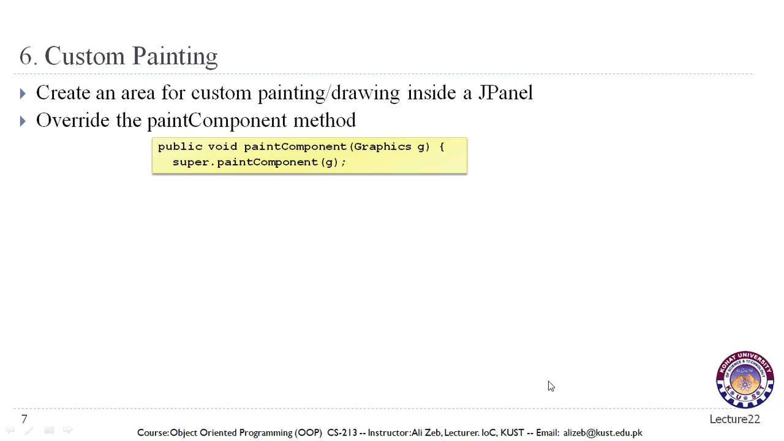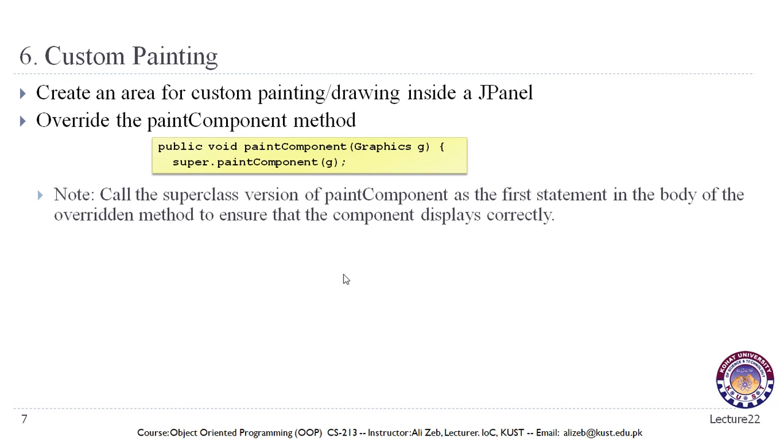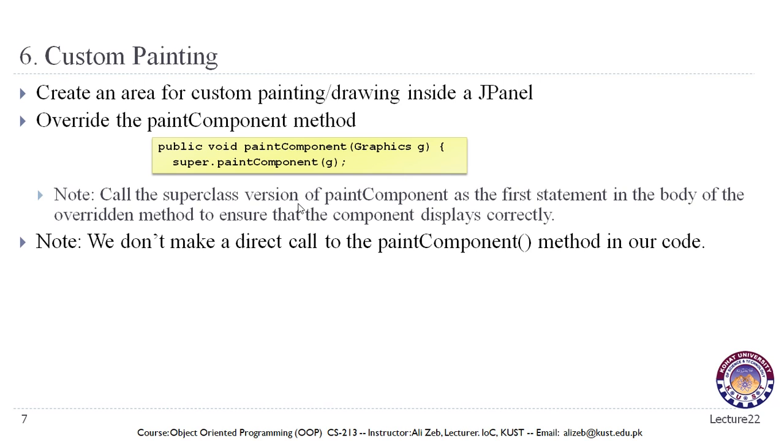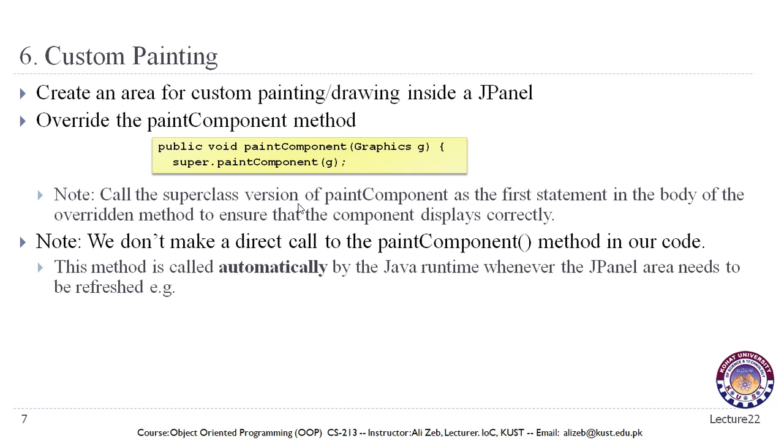And what this line does is call the superclass version of paintComponent as the first statement in the body of the overridden method, to ensure that the component displays correctly. We don't make a direct call to the paintComponent method in our code. We do it through the call to the superclass's paintComponent method. This method is called automatically by the Java runtime whenever the JPanel area needs to be refreshed.